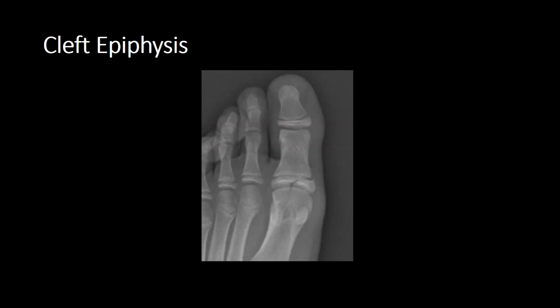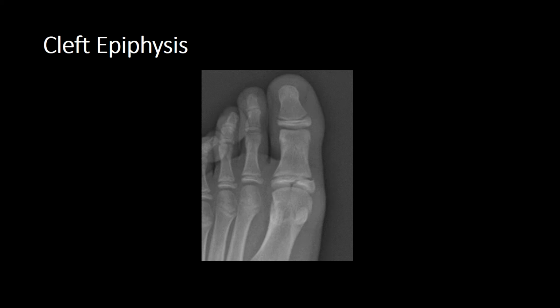Cleft epiphysis. Cleft epiphysis can appear in many locations. You may find it in the phalanges of both the hands and feet. You may also see it in the distal tibial epiphysis. You can see it in the distal ulnar epiphysis as well.